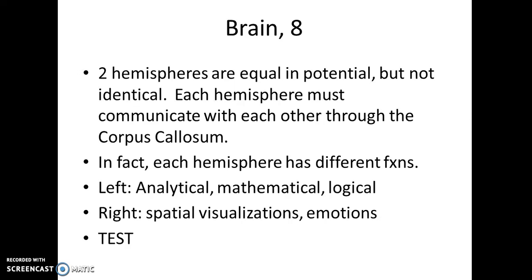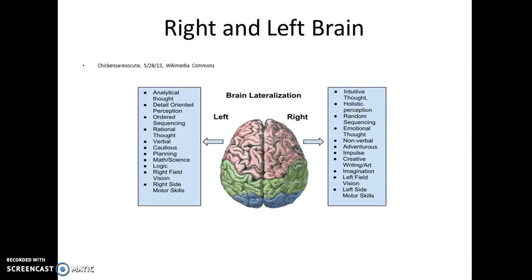Now, they thought that the left brain is analytical, mathematical, or logical, and the right brain is spatially oriented, and that's where you have your emotions. There's a test that we're going to do in class that talks about the left brain and right brain. It's really easy. But here's a little thing that talks about the different things that you do with the left and right. Hit pause if you need to.